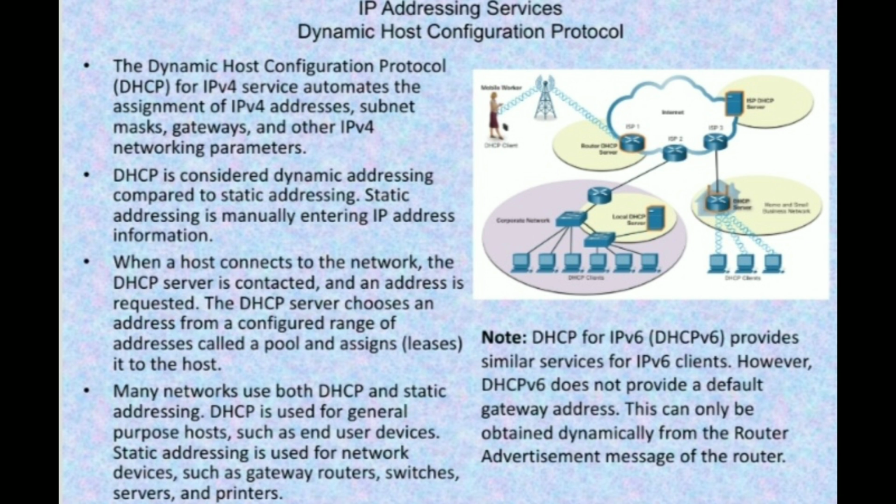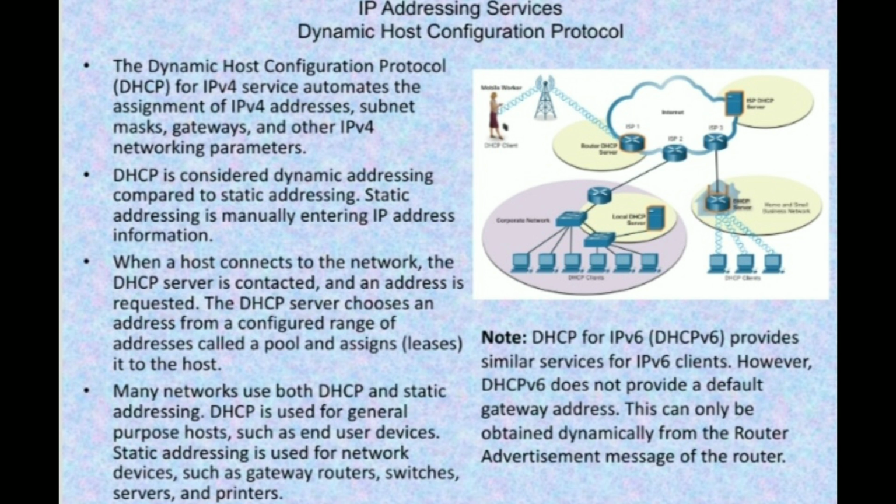When a host connects to the network, the DHCP server is contacted and an address is requested. The DHCP server chooses an address from the configured range of addresses called the pool and leases it to the host. Many networks use both DHCP and static addressing. DHCP is used for general purpose hosts such as end-user devices. Static addressing is used for network devices such as gateway routers, switches, servers, and printers.